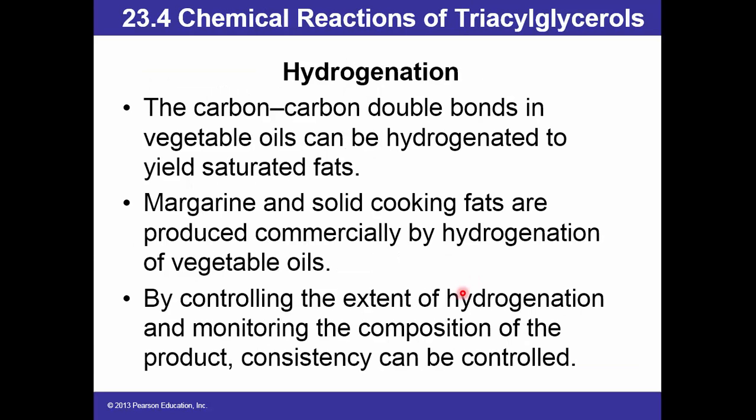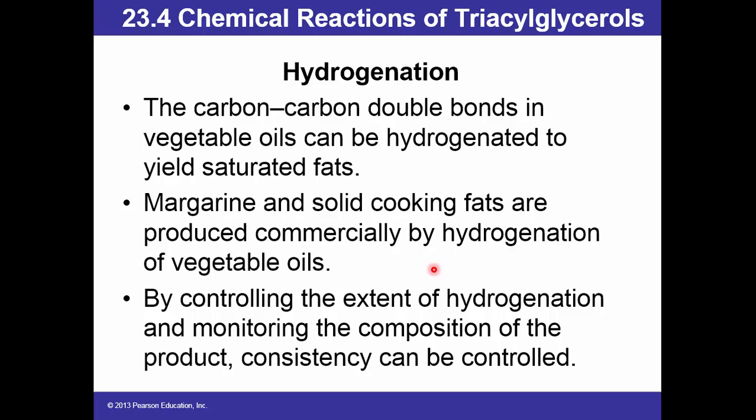Now, what are some of the chemical reactions of triacylglycerols? First, we have hydrogenation. The carbon-carbon double bonds in vegetable oils can be hydrogenated to yield saturated fats. Margarine and solid cooking fats are produced commercially by hydrogenation of vegetable oil. You heard about oil hydrogenation to convert it to margarine. By controlling the extent of hydrogenation and monitoring the composition of the product, consistency can be controlled. So here what you do is you saturate the double bond.